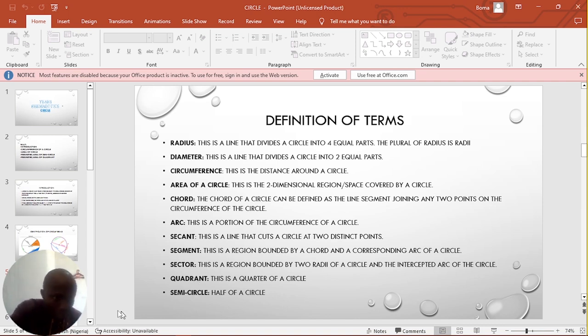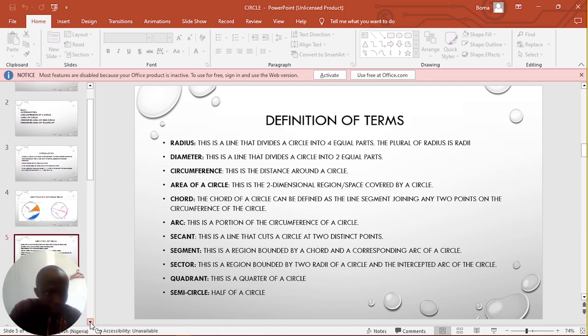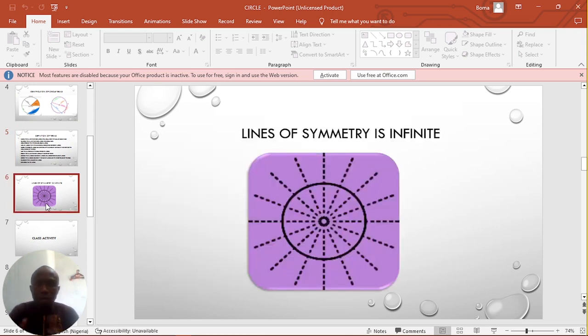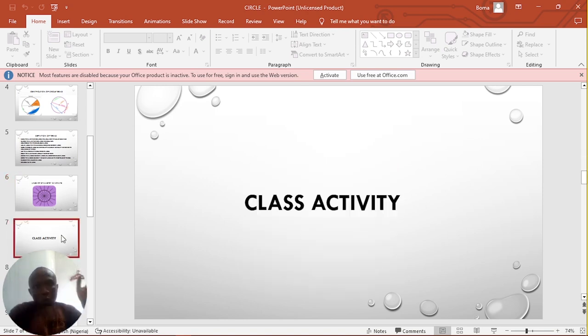So we move to the next slide. Okay, now the next slide tells us about lines of symmetry, which is infinite. I've talked about it. There are so many, you cannot count them. Okay, so what's the activity?